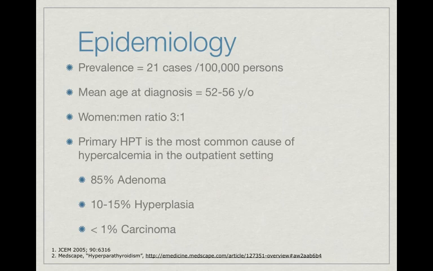So epidemiology, I'll let you read this on your own, but pretty much primary hyperparathyroidism is the most common form, and it's the most common cause of hypercalcemia in the outpatient setting. So if you ever see a patient with hypercalcemia, primary hyperparathyroidism is definitely something that should be on your differential.